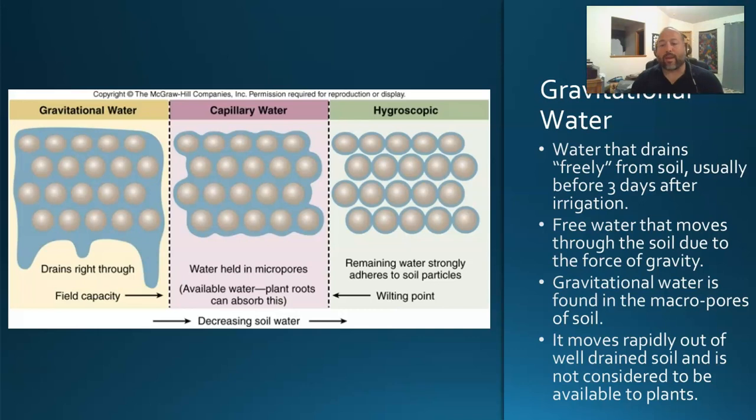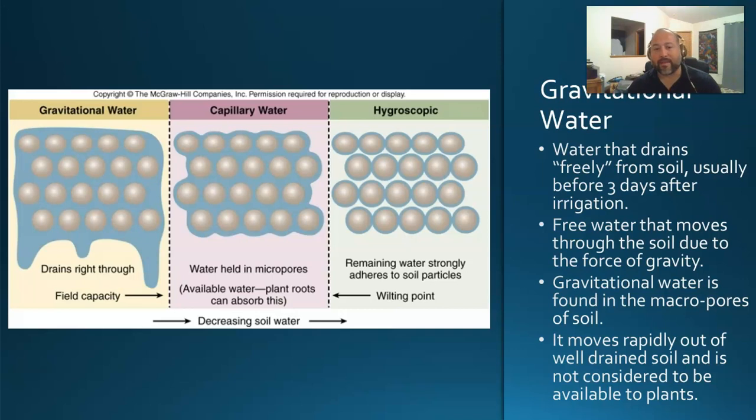It moves rapidly out of well-drained soils. Think about sand at the beach. And gravitational water just goes in and down and through and gone. And it's not really available to plants. Capillary water is a really important one when we're talking about plants. See right here, available water. Plant roots can absorb this. Gravitational water is draining right through, and then hygroscopic water is so strongly adhered to the soil particles that it's not available to plants.